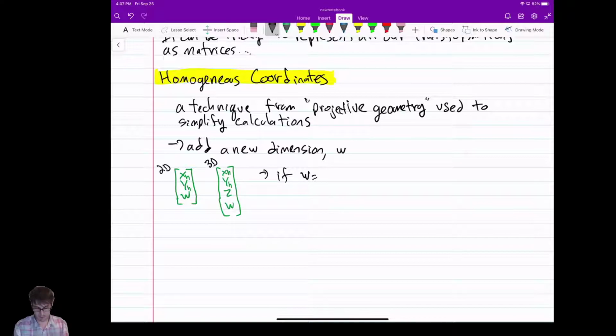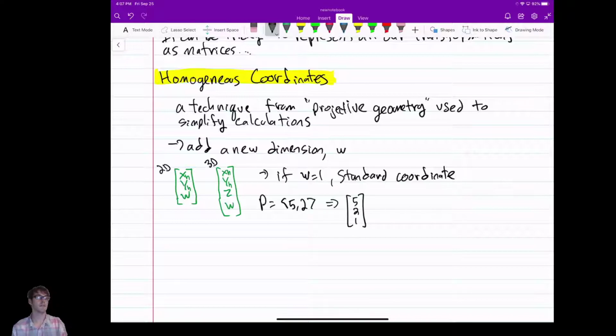If w is 1, then it's a standard coordinate. So if w is 1, bam, we're back into standard coordinates. There's no confusion. We know exactly what's going on. So given a point like 5, 2, I'll call it p. Then the point p in homogeneous coordinates is 5, 2, 1. That's it. It's that simple.